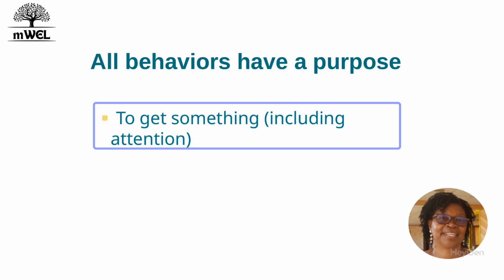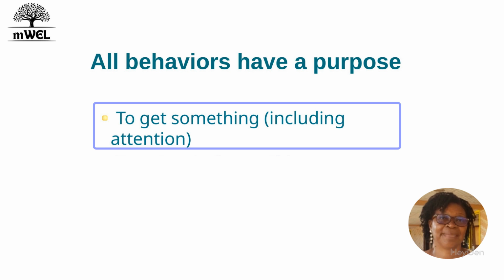We first must understand what the purpose of the behavior is. We must know that all behaviors have a purpose. Even challenging ones have a purpose. There's a story or function behind every behavior, and our journey begins with exploring these purposes. Identifying the purpose of a behavior is really important, especially in thinking about our most challenging students. For children and adults, most behaviors serve one of three functions: to get something, including attention.